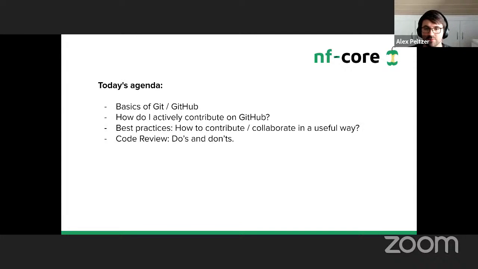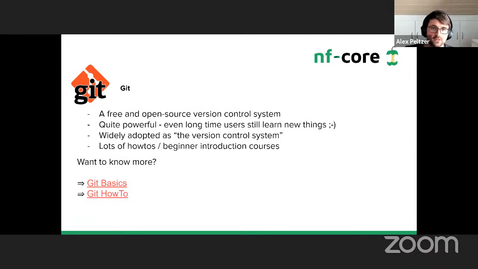What should I do when I do a code review? And what should I not do, ideally, if I do a code review of anything that is coming in nfcore? So to start with everything, I think most people will need to understand a bit of Git. So Git is a free and open source version control system. Most people know, at least to some extent, what that actually means.